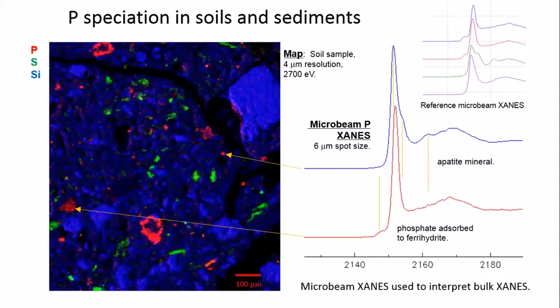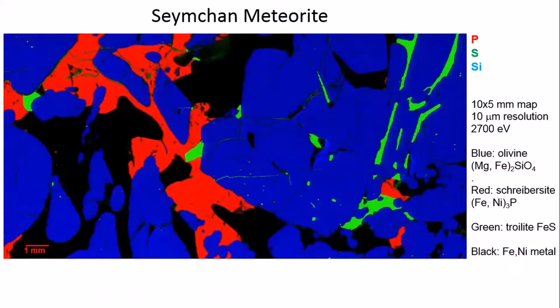So that's the typical use for soil samples. Now going completely the opposite direction, from soils to space. This is an image from a slice of the Semchen meteorite, also in phosphorus, sulfur, and silicon.